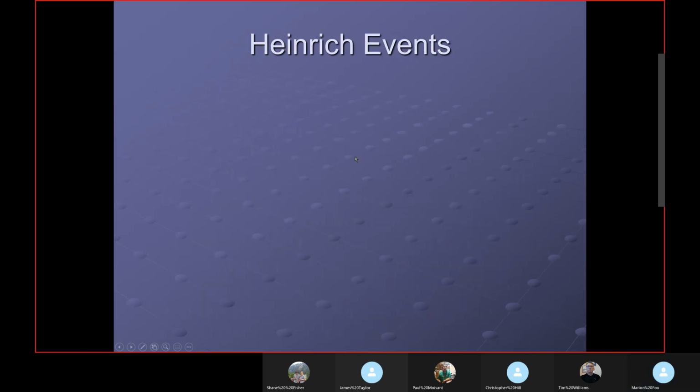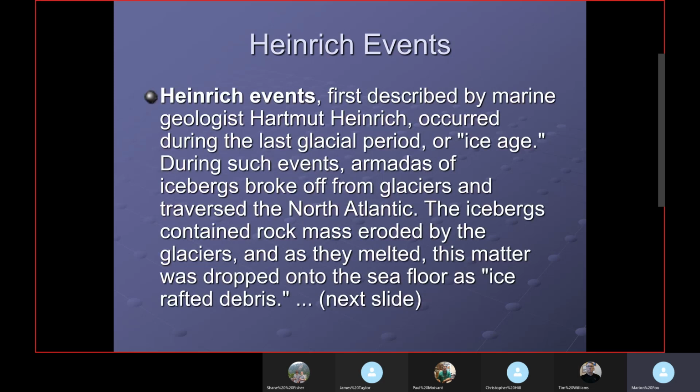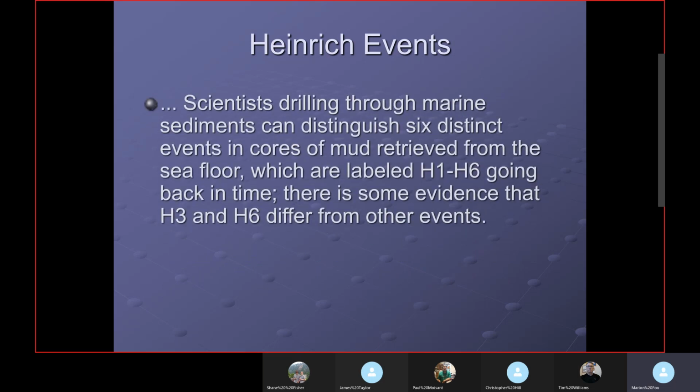Very interesting. Now, we have also what are called Heinrich Events, and we'll be looking at those just a little bit. They were first described by marine geologist Hartmut Heinrich, and occurred during the last glacial period or ice age. During such events, armadas of icebergs broke off from glaciers and traversed the North Atlantic. The icebergs contain rock mass eroded by the glaciers, and as they melted, this matter was dropped onto the seafloor as ice-rafted debris. So the rocks that were in the ice would, when the ice melted, drop to the bottom of the ocean. That's what we see here. That's what they're talking about.